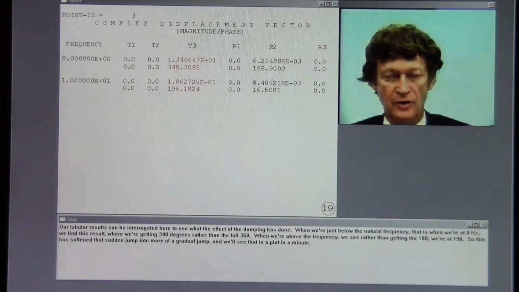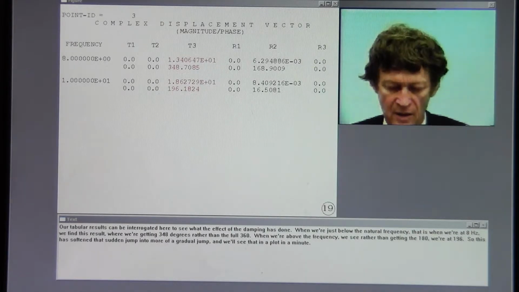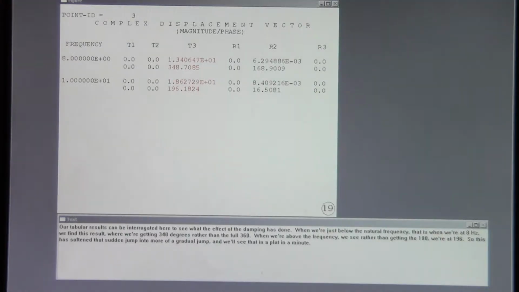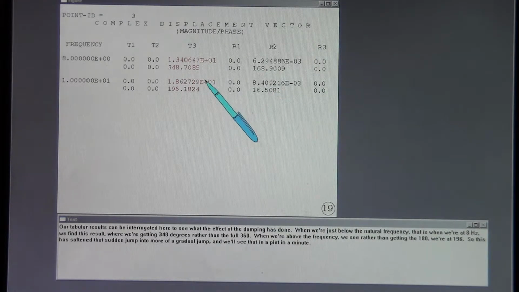Our tabular results can be interrogated here to see what the effect of the damping has done. When we're just below the natural frequency, that is when we're at 8 Hertz, we find this result where we're getting 348 degrees rather than the full 360. When we're above the frequency, we see rather than getting the 180, we're at 196. So this has softened that sudden jump into more of a gradual jump, and we'll see that in a plot in a minute.